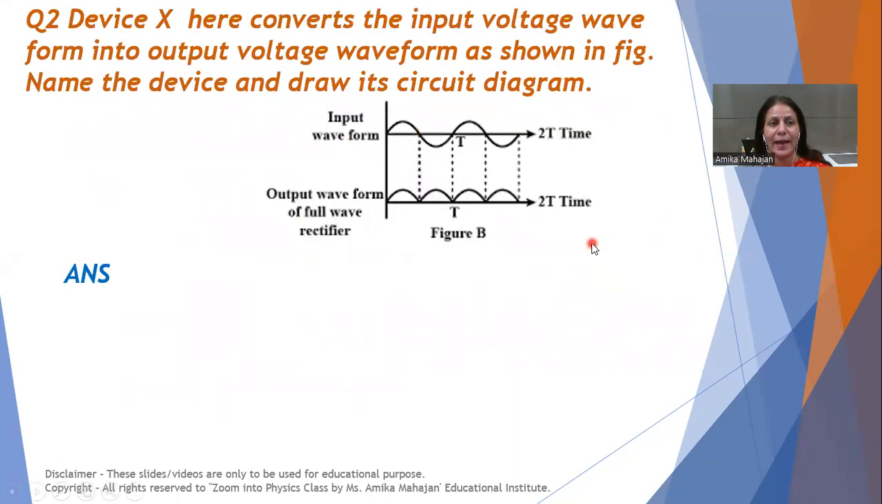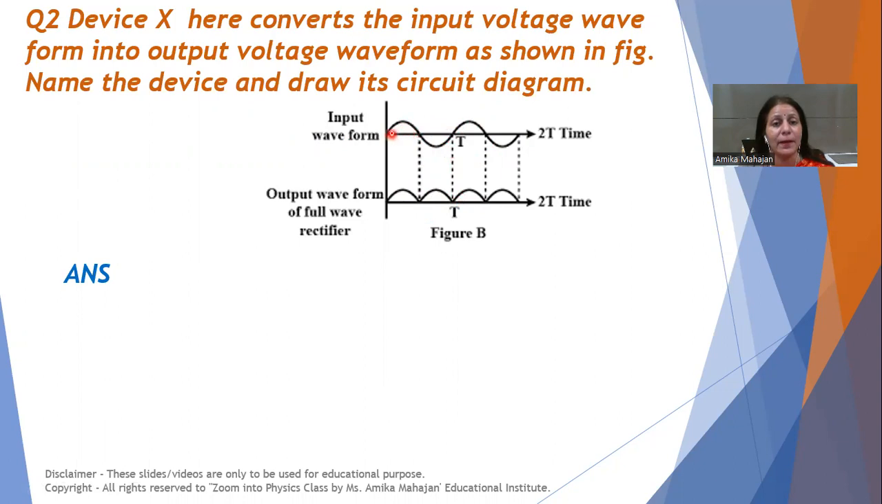Now next question, device X here converts the input voltage waveform into output voltage waveform as shown in figure. Name the device and draw its circuit diagram. Now here check. Across positive we are getting some positive waveform. Across this negative we are getting positive waveform. That means whole of AC is being converted into DC. This is DC, fluctuating DC, in which magnitude is fluctuating but direction is same. So these fluctuations or ripples can be removed by using suitable filters to obtain pure DC.